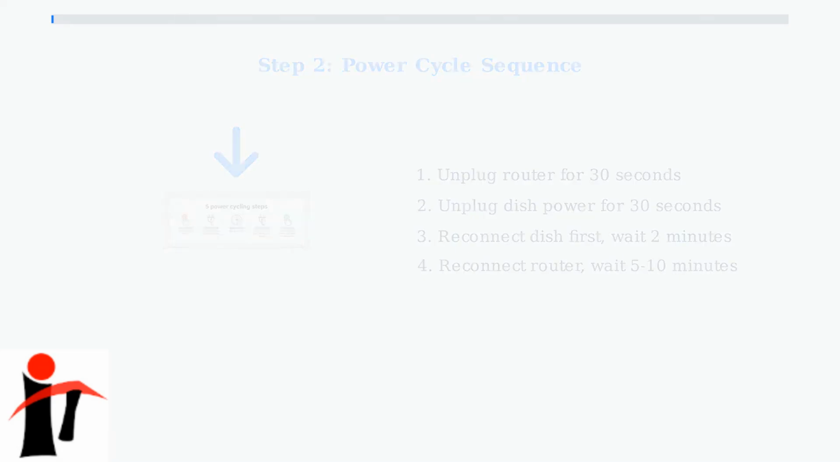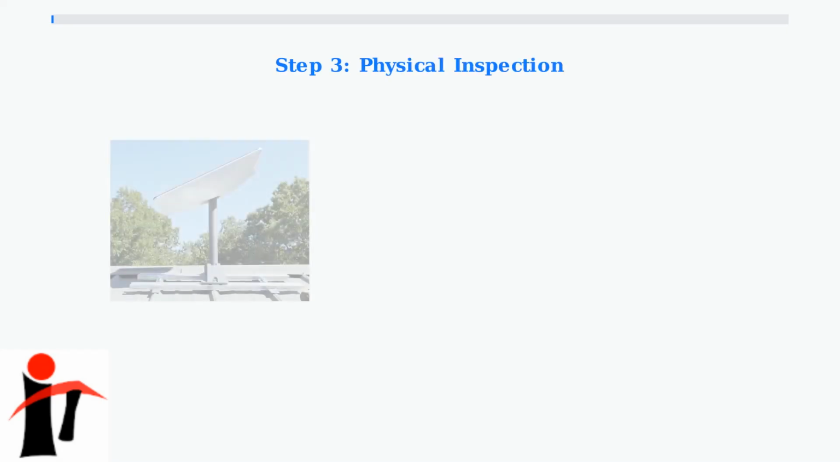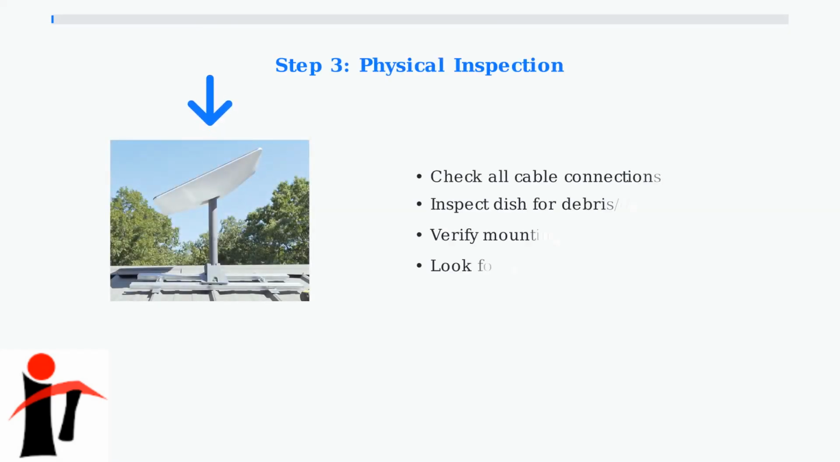Finally, perform a thorough physical inspection. Check all cable connections for looseness or damage. Inspect the dish surface for snow, ice, or debris accumulation. Verify that the mounting system is stable and secure, and look for any new obstructions that may have appeared in the dish's field of view.